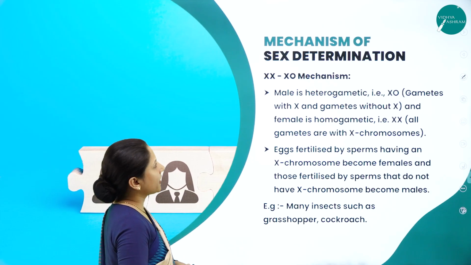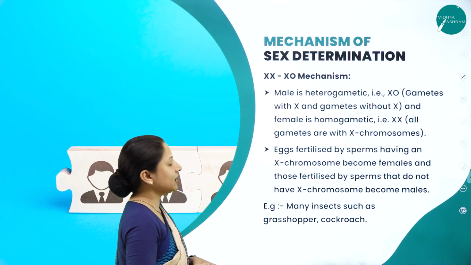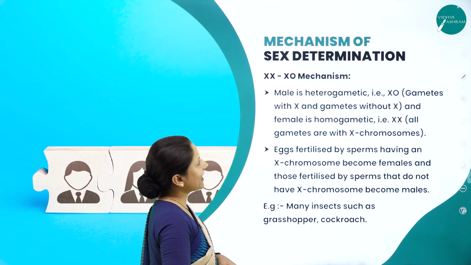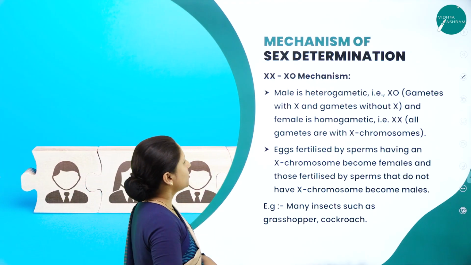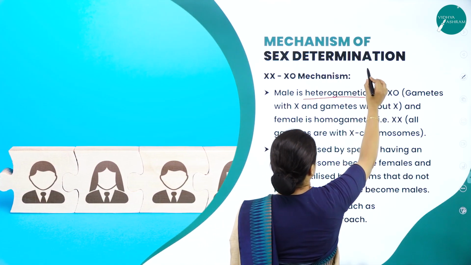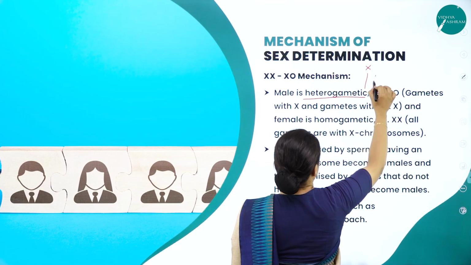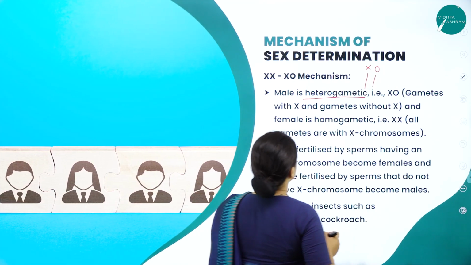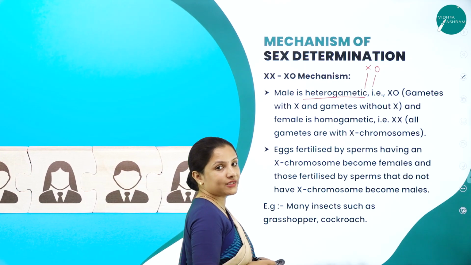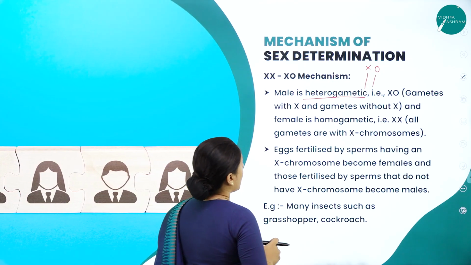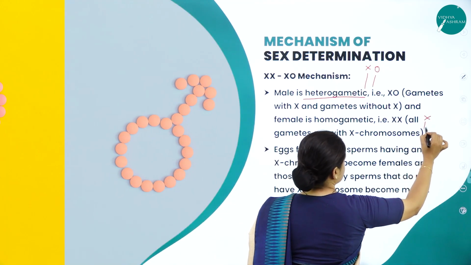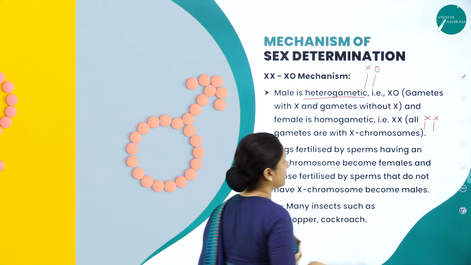Next, talking about the mechanism of sex determination in insects. So, in insects, what happens? There is the XX-XO mechanism. So, male is heterogametic in insects. Male is heterogametic means they will have an X chromosome and an O. So, gametes with X and gametes without X. So, what do we call O? O means gametes without X. And female is homogametic. All gametes are with X chromosome. That is, females will have X and X chromosomes.